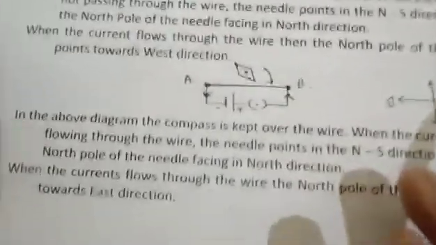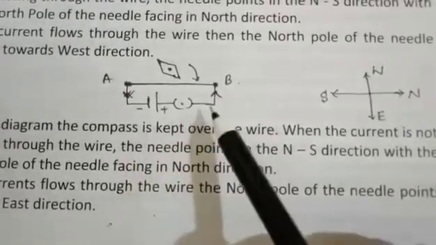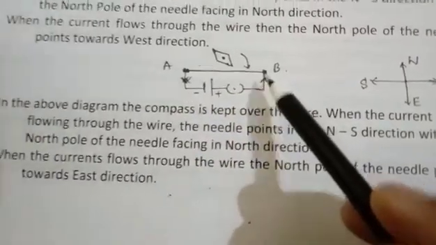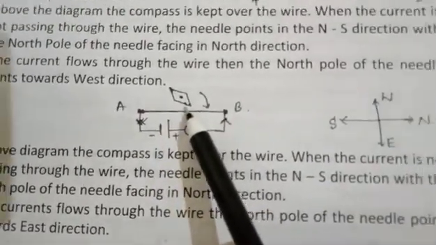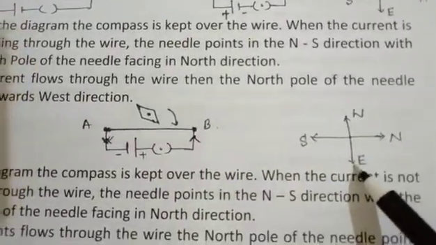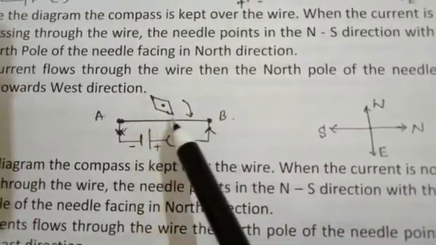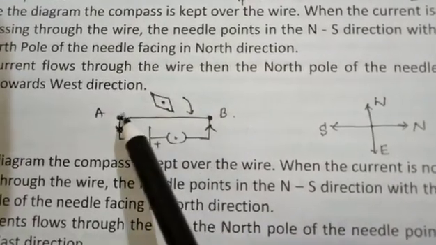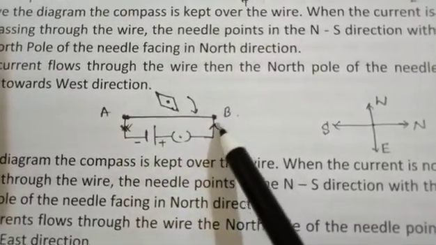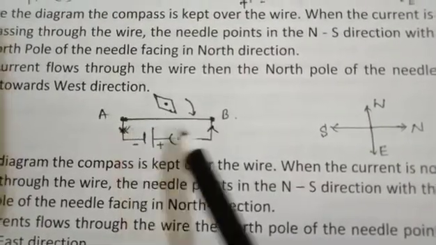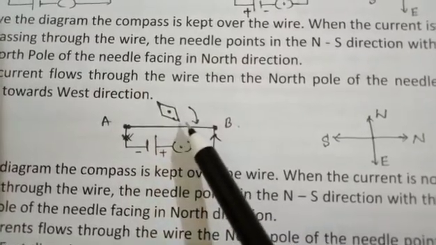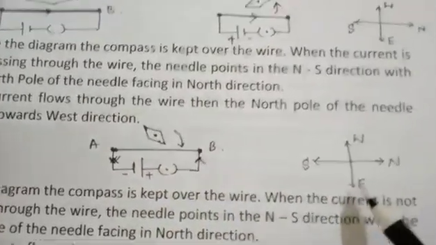Now coming to the next diagram. In this, I have changed the direction of flow of current in the conductor, and you can see this time the needle is coming downward, that is, it is coming towards the east direction. In this diagram also, the needle is on top of the wire. When we complete the circuit, the current is going like this. In this case, the direction of the current has been changed, and we will see the deflection direction has also been changed. It is now east.